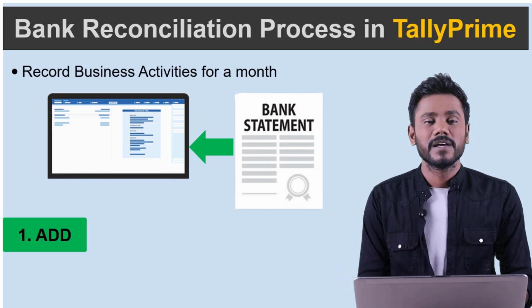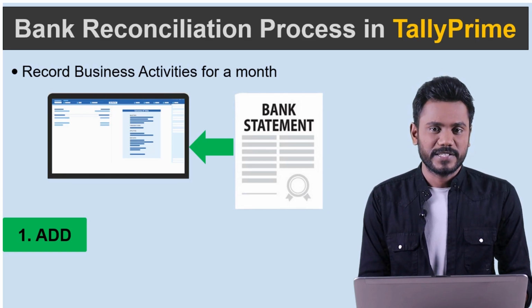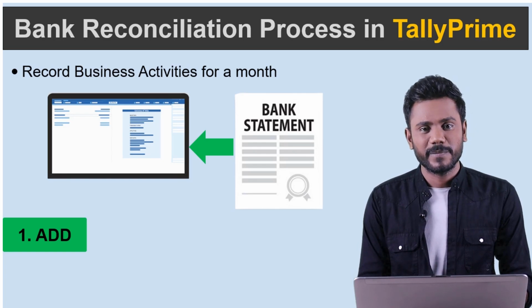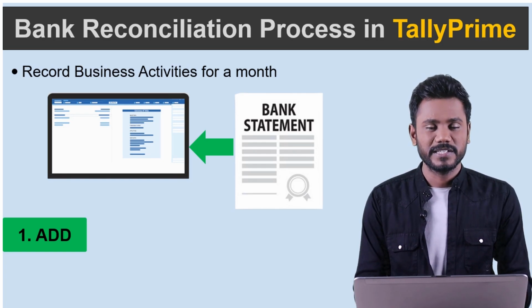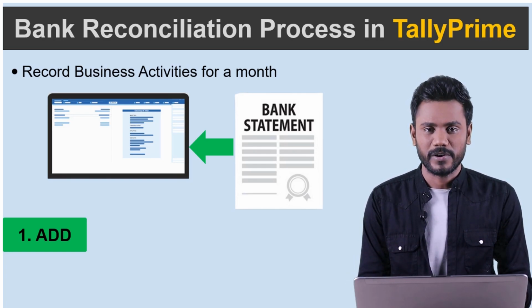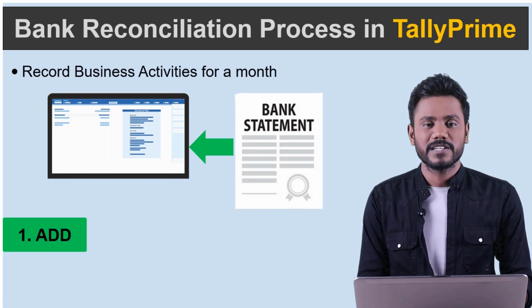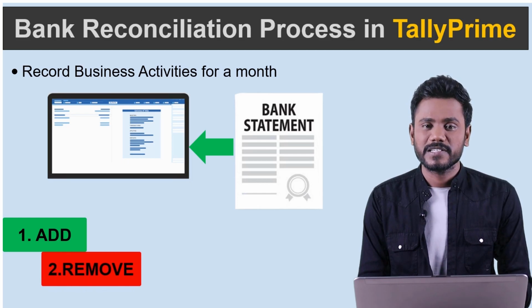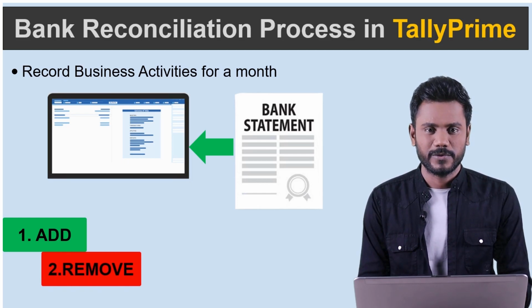What is the first step? Addition of a new transaction. Compare the bank statement with the company book of accounts. In the bank statement, if you find any new transaction, add it into the company book of accounts. That is the first step, addition of new transaction. And the second step is elimination of excess or uncleared transactions, right? What is that?